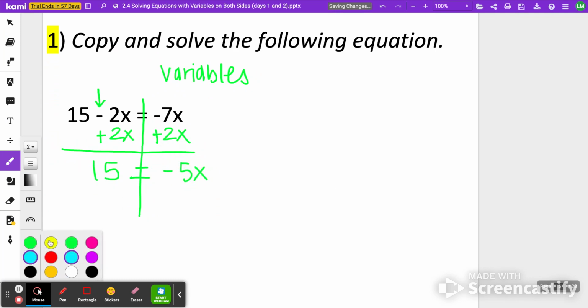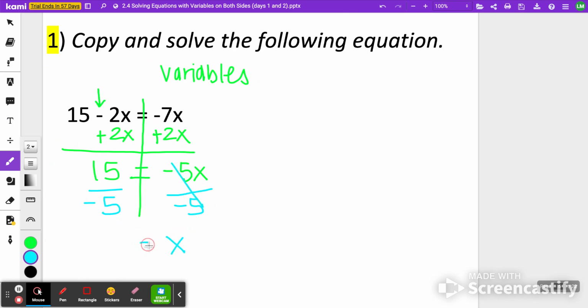Now I'm ready to move on to any adding or subtracting or multiplying and dividing. Here, in order to solve for x, all I have to do is divide by negative 5, because what's going on right now is it's being multiplied. So I'm just doing the opposite of what I see. Negative 5 divided by negative 5 just gives me my x, and 15 divided by negative 5 gives me negative 3.